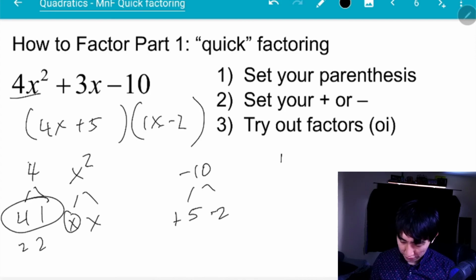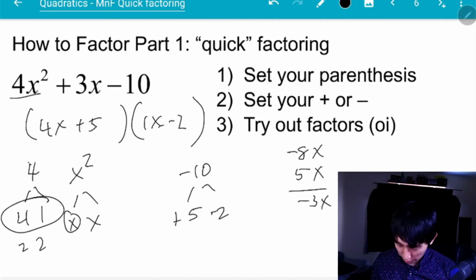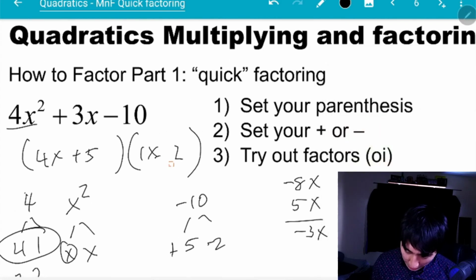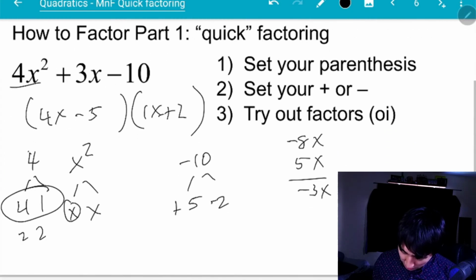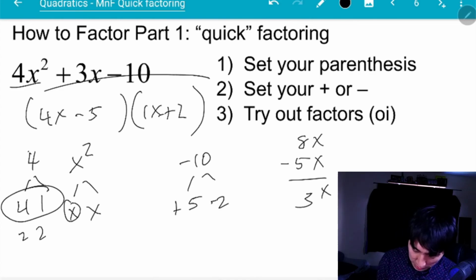So then we say 4x times negative 2, that's negative 8x. And then 5 times 1x, that's 5x, which gives me negative 3x. Hey, that's really close, but we don't want the positives and negatives. It's backwards. So we're going to swap these positives and negatives to give me negative positive. So then we're going to get 8x minus 5x, which is just 3x, which means this is our final answer.